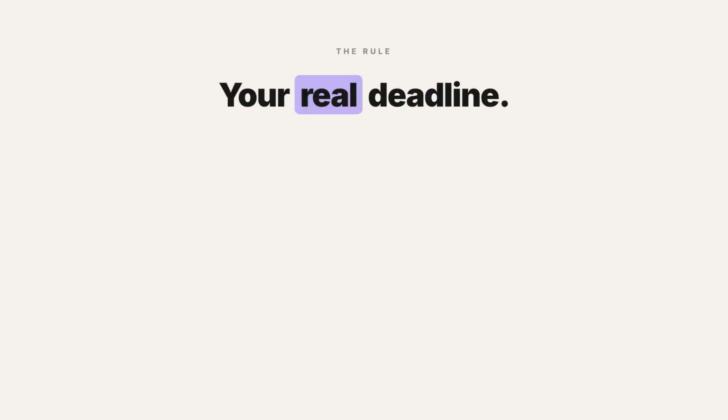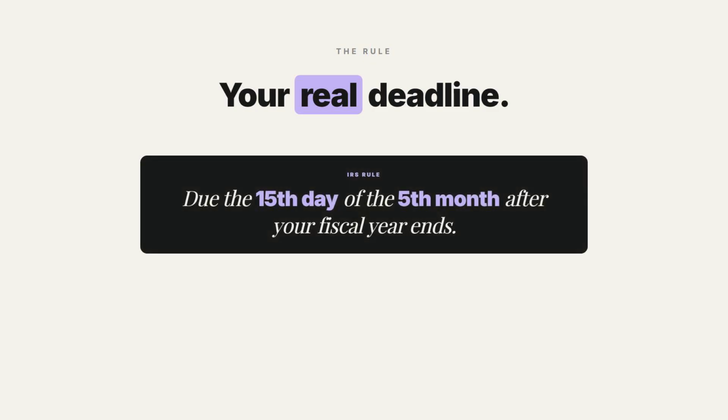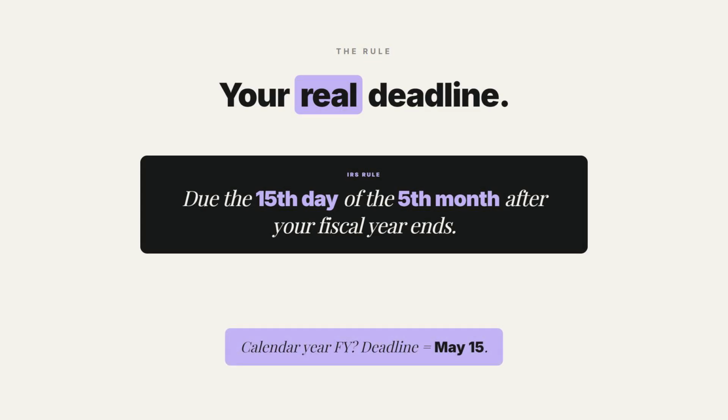Now the deadline. This is where most nonprofits get tripped up. The IRS rule is Form 990 is due the 15th day of the 5th month after your fiscal year ends. That's it. There's no May 15th for everyone. Most nonprofits run on a calendar year. Fiscal year ends December 31st. 5th month after December is May. 15th day of May. So, yes, May 15th is the deadline for calendar year nonprofits. That's where the rumor comes from.